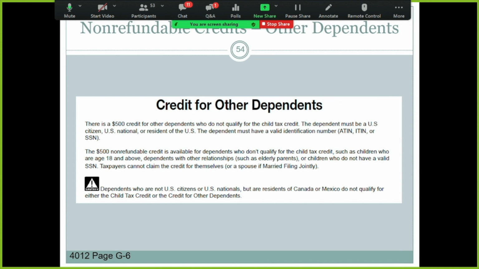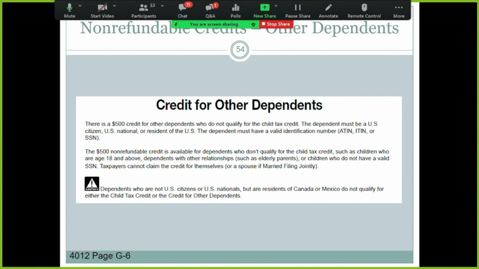There is a $500 credit for other dependents who do not qualify for the child tax credit. The dependent must be a U.S. citizen, U.S. national, or resident of the United States. This dependent must have a valid identification number, and it can be an ITIN or SSN. The $500 non-refundable credit is available for dependents who don't qualify for the child tax credit, such as children who are over age 18, or dependents such as your elderly parents, or children who do not have a valid SSN.